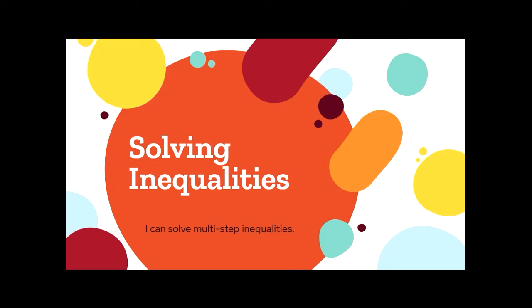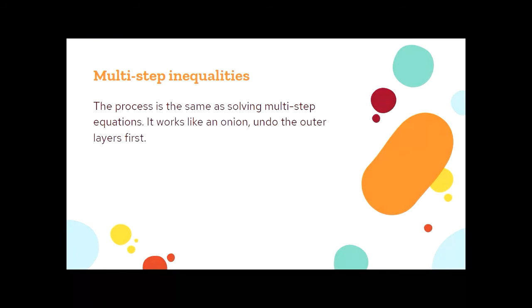Welcome. Today we're going to be talking about solving multi-step inequalities. Multi-step inequalities are done pretty much the same way as multi-step equations. We're going to peel back layers, we're going to undo things, and essentially get a variable by itself and a number on the other side. So I have 3 examples for you today, and we're going to take a look at each one.